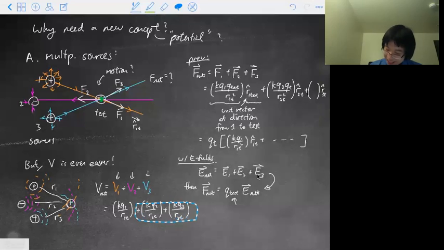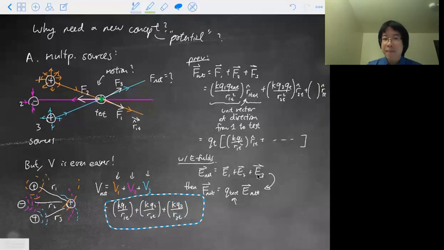Now look at this, compared to when you do this or this. Here you have to resolve vectors. Here you just add up all the numbers. You plug in K, we know what it is. R is the distance, and Q is the charge of each of these. You just add this up. Look how much better this is.